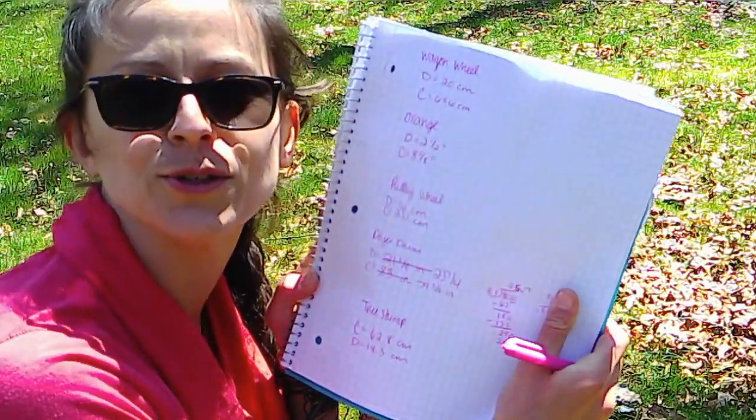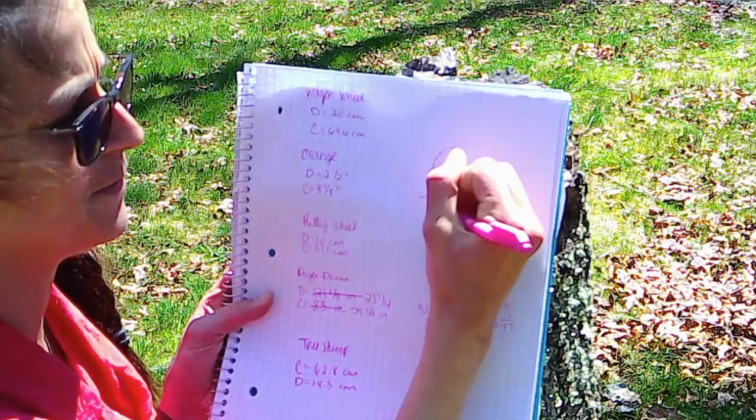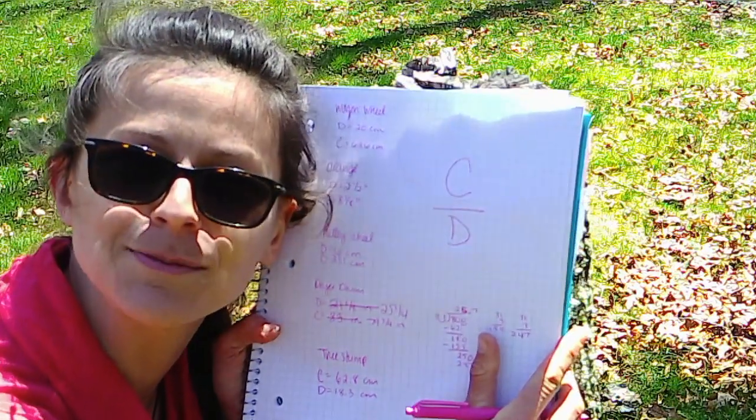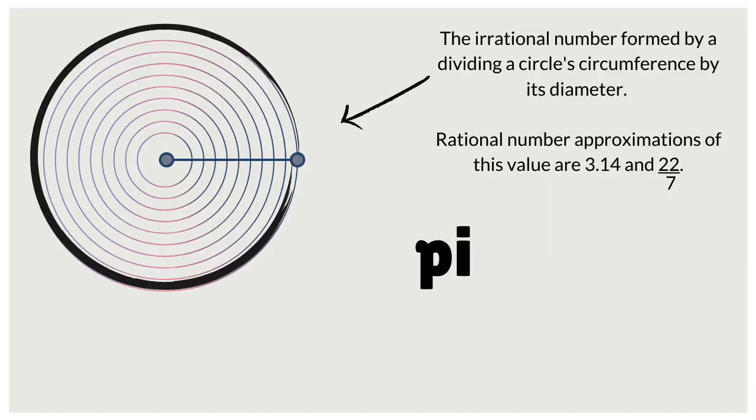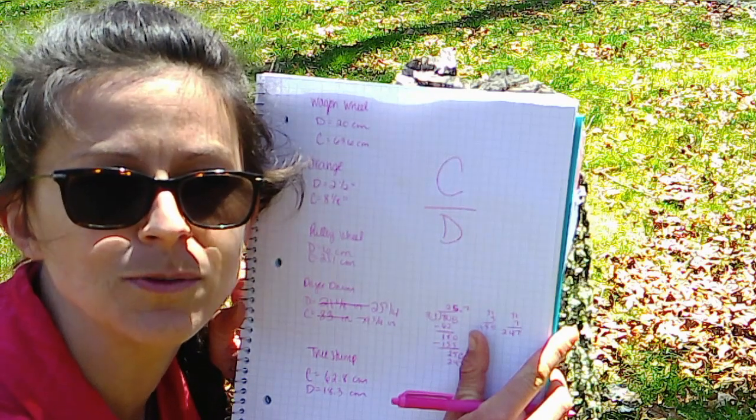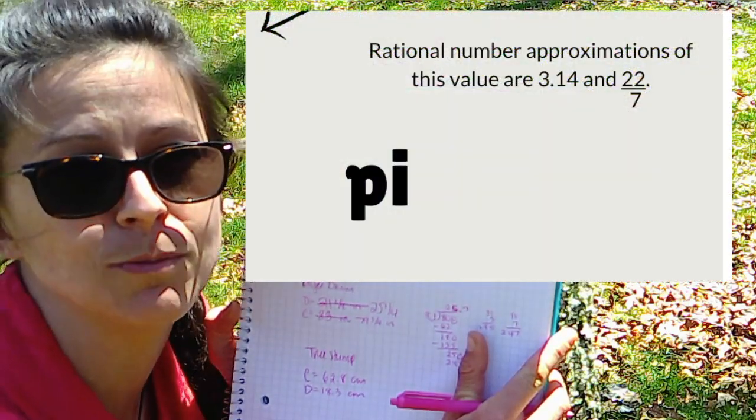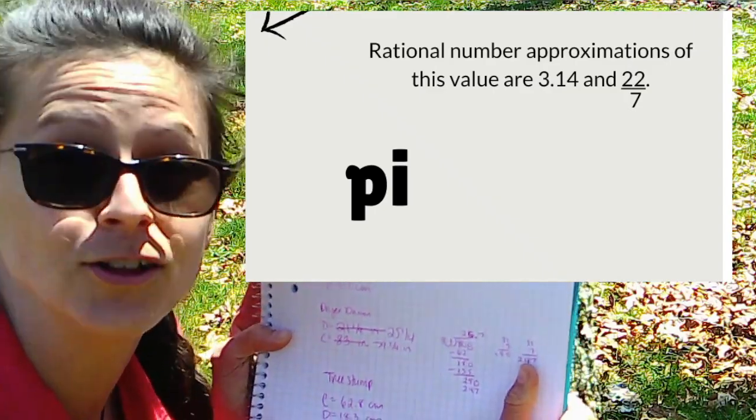So what I'm going to do is find the ratio of circumference divided by diameter for all 5 of these measurements, and hopefully they'll all be really close to the value of pi, and pi is an irrational number, so I'm going to be considering a rational approximation of pi, which could be 22/7 or 3 14/100.